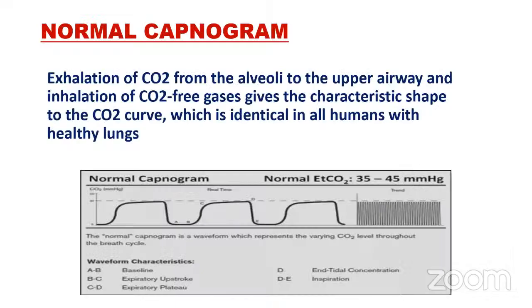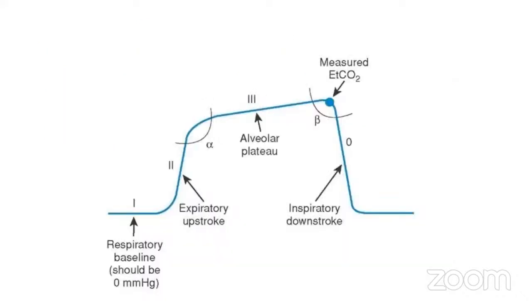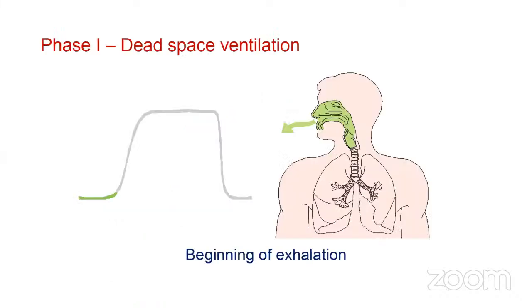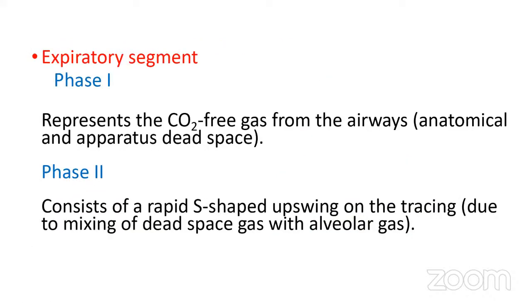monitoring level. So a normal capnogram has an exhalation of the carbon dioxide from the alveoli to the upper airways, and inhalation of carbon dioxide free gases gives the characteristic shape of this curve, which we will discuss. Phase 1, 2, 3 and 4 actually. Phase 1 is the dead space of the ventilation, which shows the beginning of the exhalation and represents the carbon dioxide free gas from the airways and the anatomical and the apparatus dead space.